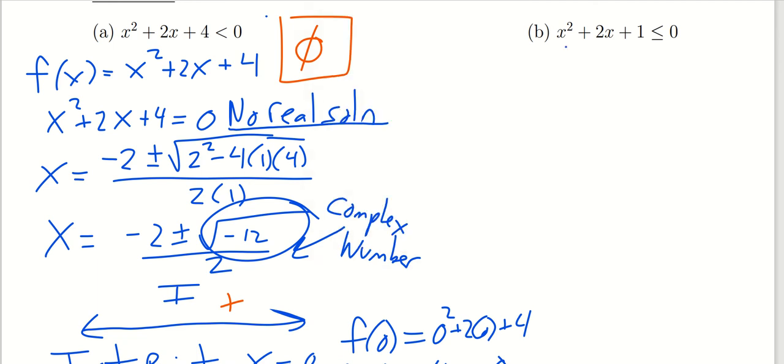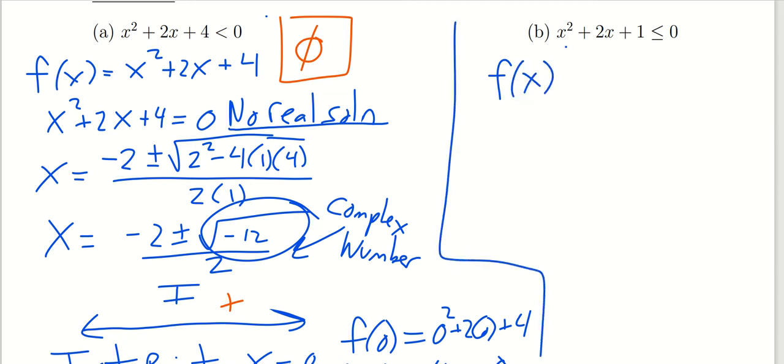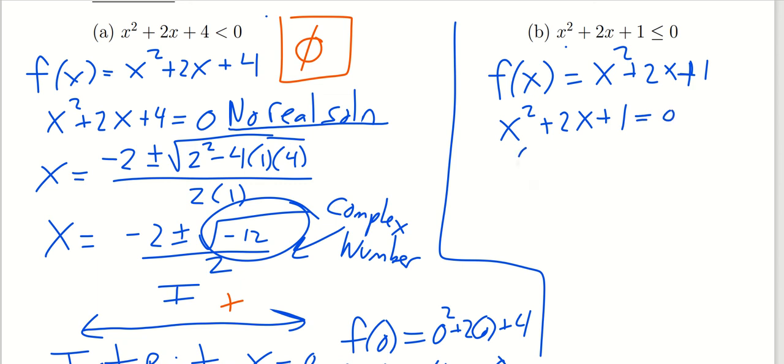If we look at example B, once again, it's already in standard form. We have one side equal to 0, so let f of x equal x squared plus 2x plus 1. This will have some boundary points. If we set x squared plus 2x plus 1 equal to 0, this does factor as x plus 1 times x plus 1, which is equal to 0. So we get x equals negative 1 as our solution to this, and it's a solution with multiplicity 2.